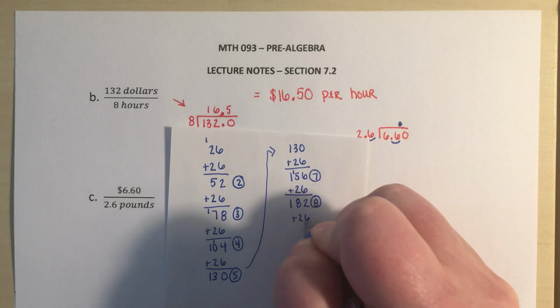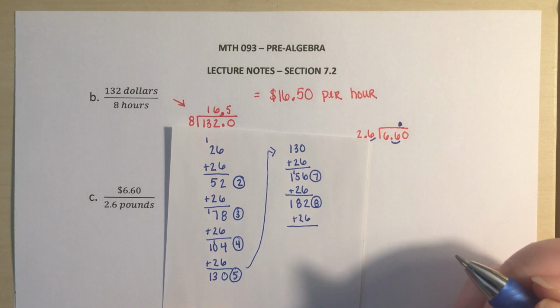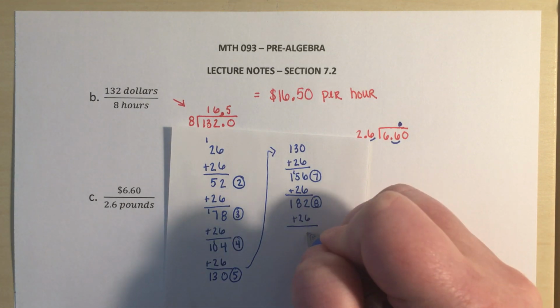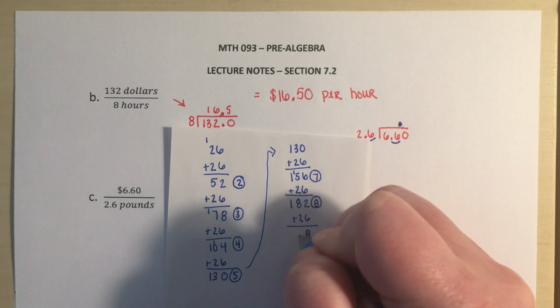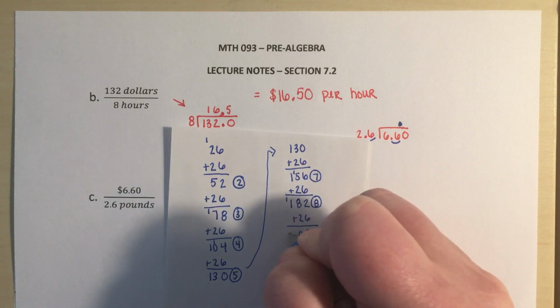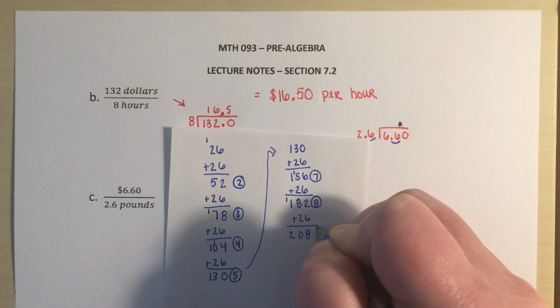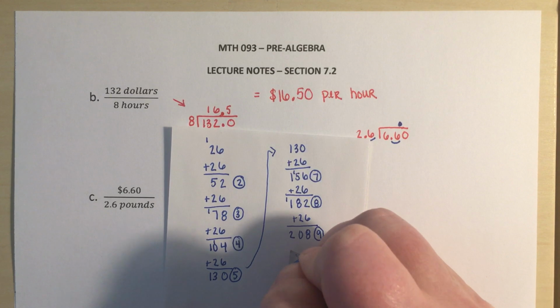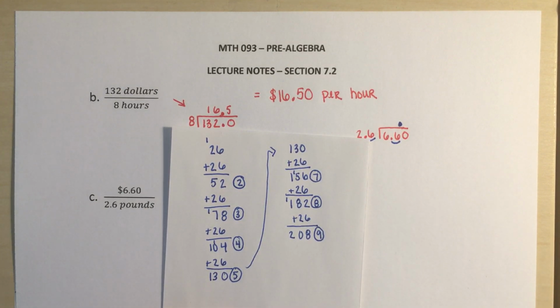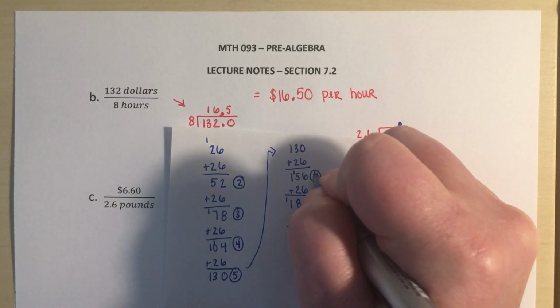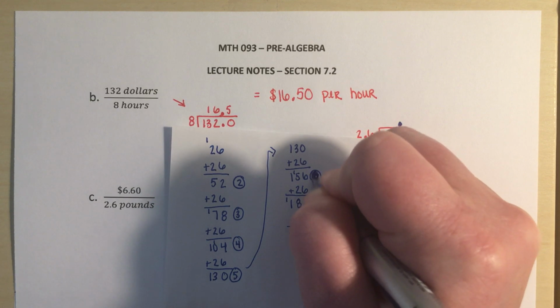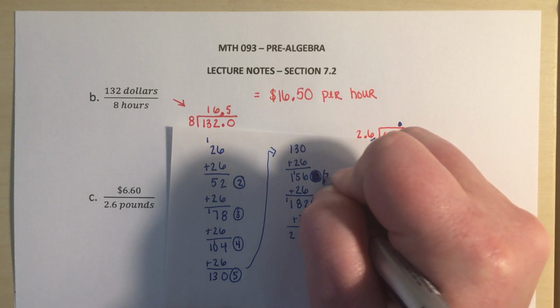Add 26 again. We get 8. 8 plus 2 is 10. Carry the 1, we get 2. So 208 is 9 times. And once we, oops, I missed a 6. So that's 6. I apologize.